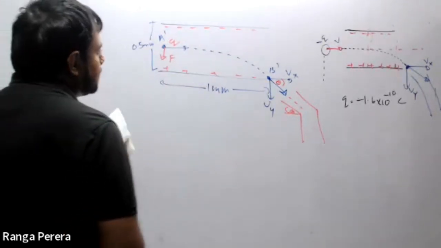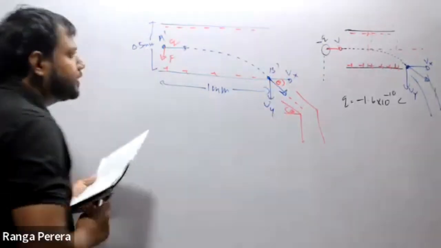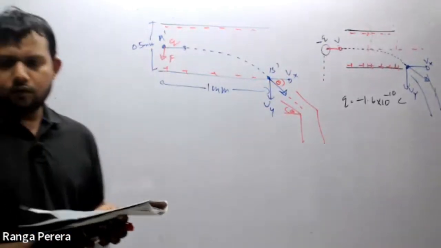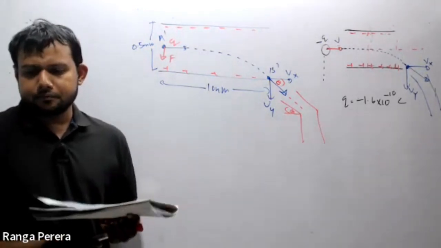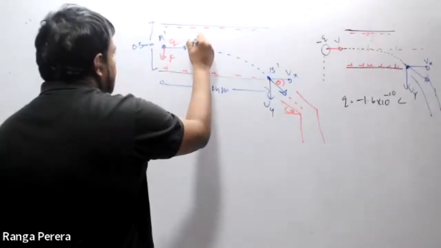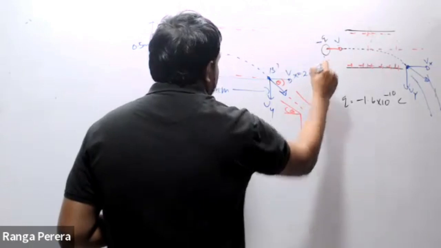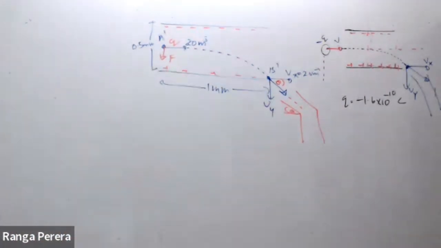We can apply S equal to UT. No need to find Vx because we already know that value. What is the value of Vx? What's the value of Vx, Lamai? Can you tell me? Yeah, it is 20. Good. It is 20 ms minus 1. But we have to find the Vy.